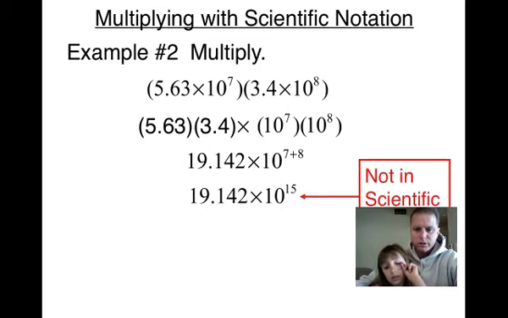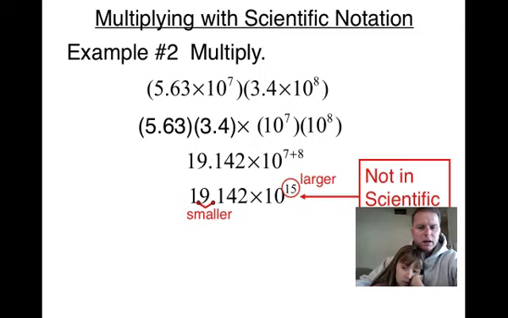Yeah, we need to move it. So it's not in scientific notation, so we're going to move it one spot to the left. That makes that smaller. And if that makes that smaller, that makes the exponent larger. So we need to add 1. Since we moved one spot, we're going to add 1 to it. So it's 1.9142 times 10 to the 16th.